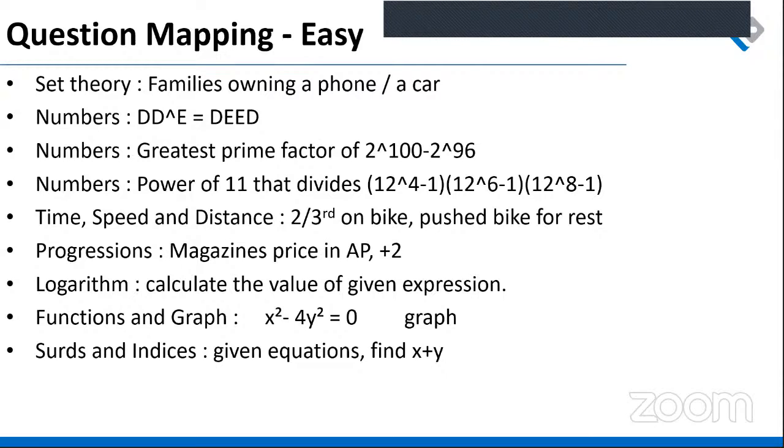The next easy question was on numbers. A 2-digit number DD raised to a single digit E became a 4-digit number DEED. Now, this is what I say is something which is very easy. It comes out of your memory. Probably most of you would have even remembered, oh, this is it, if you remembered your squares and cubes.